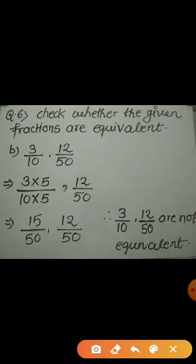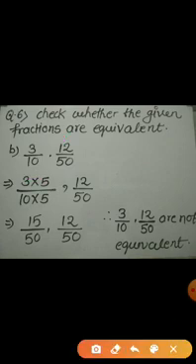Now coming to the second example. Here again two fractions are given. They are 3 by 10 and 12 by 50. Now let us check, is there any relation between numerators and denominators? See, 3 fours are 12. But if we multiply 3 by 4, we need to multiply the denominator as well by 4. But 10 multiplied by 4 will not give 50. It will give 40, right?